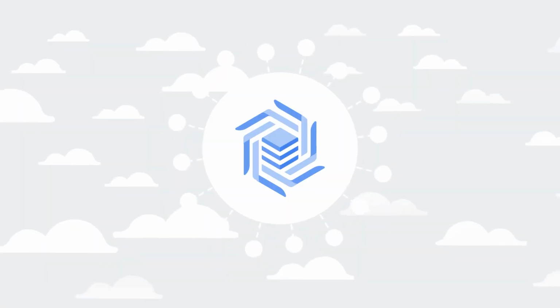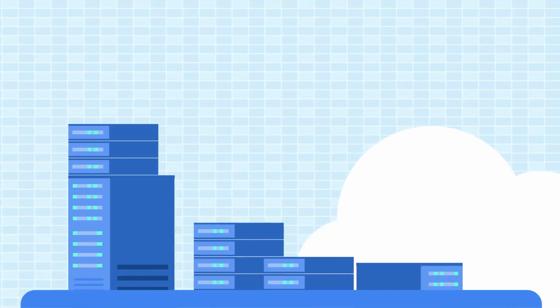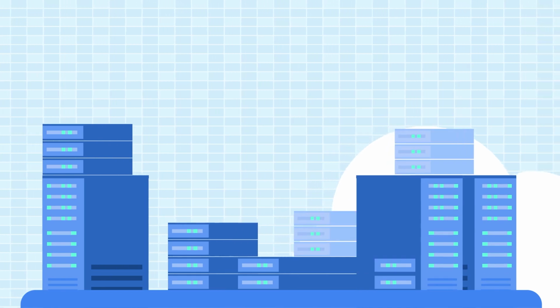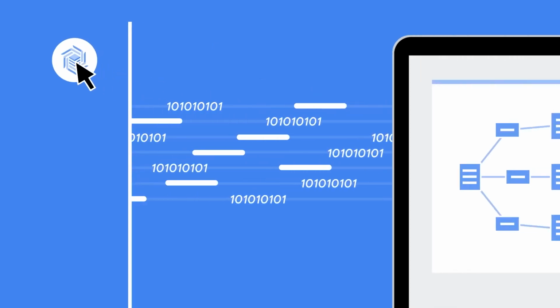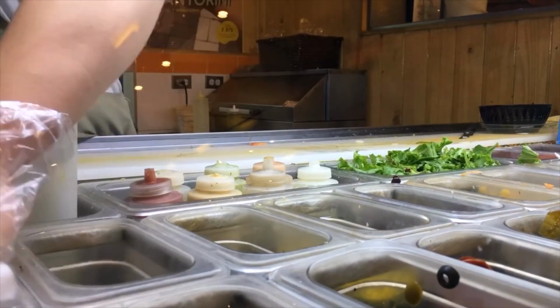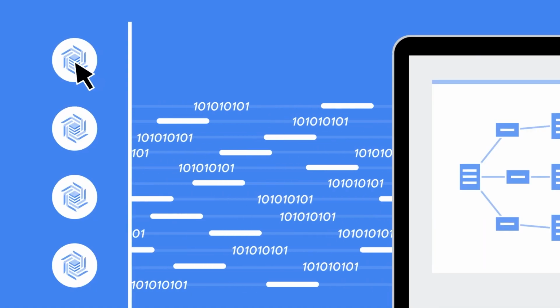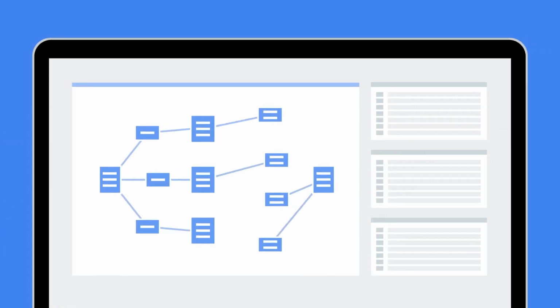Enter BigTable, Google's groundbreaking solution unveiled in 2006. Unlike MySQL's vertical approach, BigTable scales horizontally, meaning it adds more servers to share the load rather than maxing out one. Picture a restaurant. Instead of having one chef cook faster, you hire more chefs to handle more orders. That's horizontal scaling, and it's infinitely more flexible.